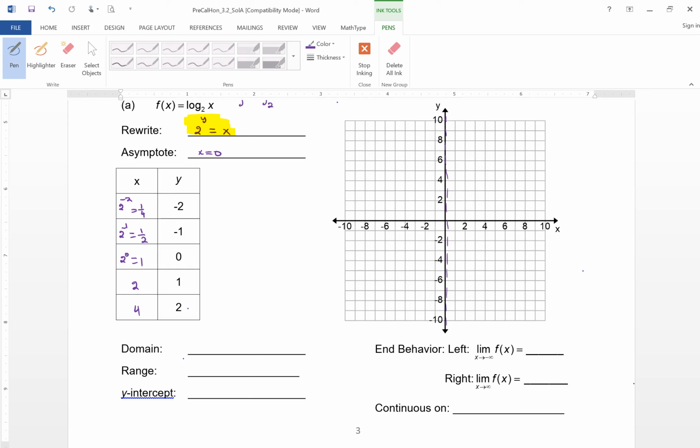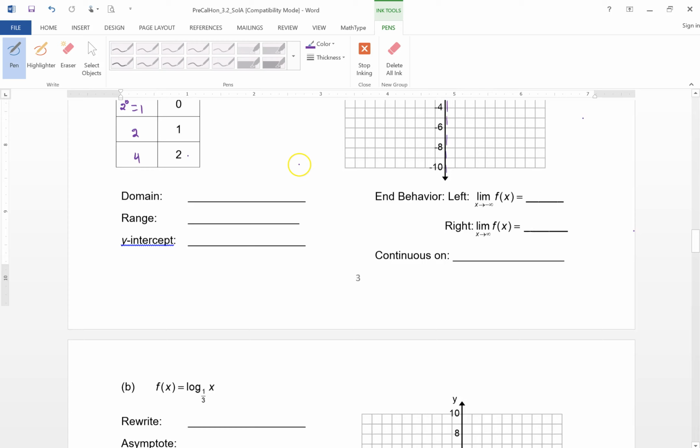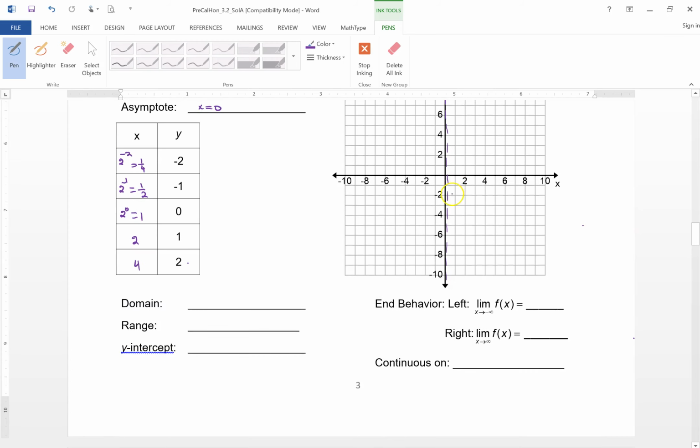So when x equals 1 over 4, y equals negative 2. Things get kind of close there. When x equals a half, y equals negative 1. When x equals 1, y equals 0. When x equals 2, y equals 1. When x equals 4, y equals 2. And you see how it's looking like a logarithm now. And you can give it the shape. Remember that here it's going to follow the asymptote. But here it's going to go up slowly but surely. Logarithms go up rather slowly.